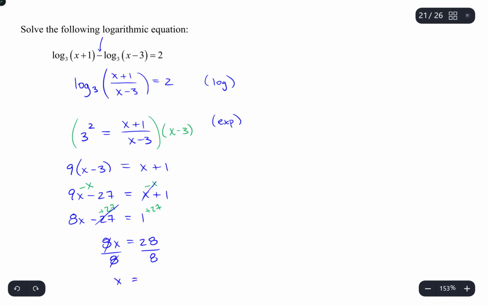And that leaves me with x equals 28 over 8. But there's clearly a factor of 4 that can go into both of these. So 28 divided by 4 is 7, and 8 divided by 4 is 2. So the reduced fraction would be 7 halves. Now, this is only a potential solution. We'd have to check and see if this solution resulted in the argument of any of the original logarithms being negative before we're certain that it actually is a solution.